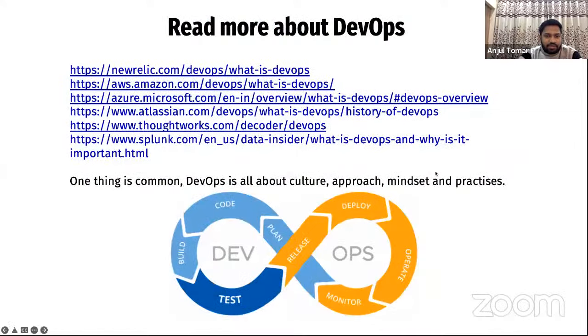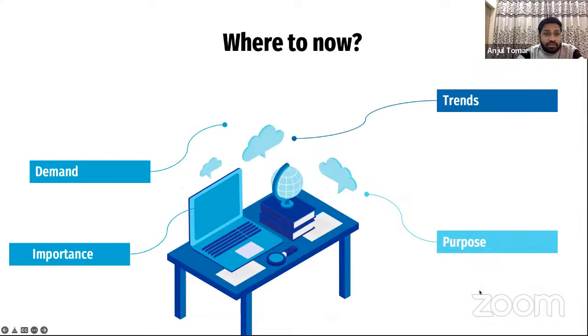One thing is common among all these organizations. They all talk about culture, approach, mindset, and practices, right? What will change is the vendor part. For example, New Relic will market things in a New Relic way. Amazon will market in their way, Azure will market in theirs. Everyone is going to market in their own way. But one thing which does not change is the DNA of DevOps. Culture will not change. Practices will not change. End goal will not change. Right. So I think we are good.